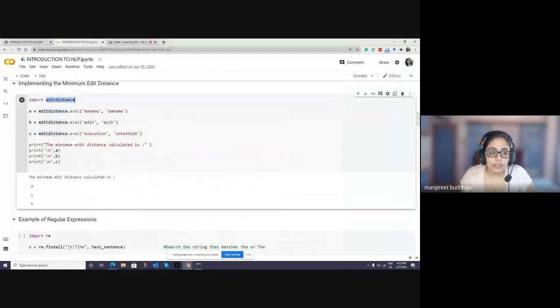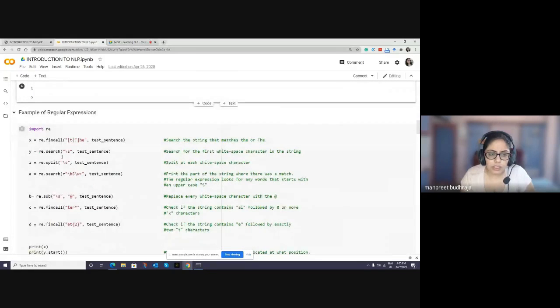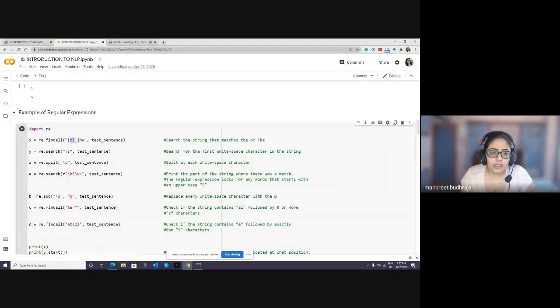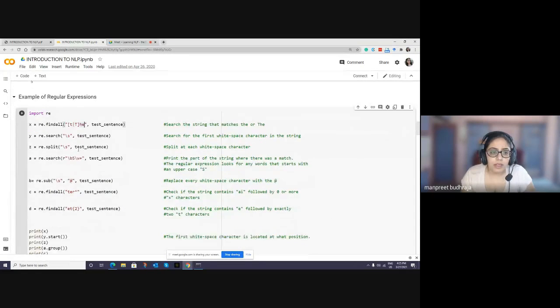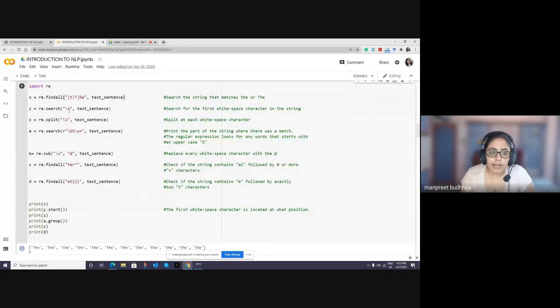So when you see the code over here, this means search the strings matching with small t 'the' and capital T 'The'. Search the first white space that occurs in my text, split it by white spaces, which would actually tokenize it. This prints the part of the string where there was a match of words starting with capital S. Okay, the words that come after capital S will match, it will match it.